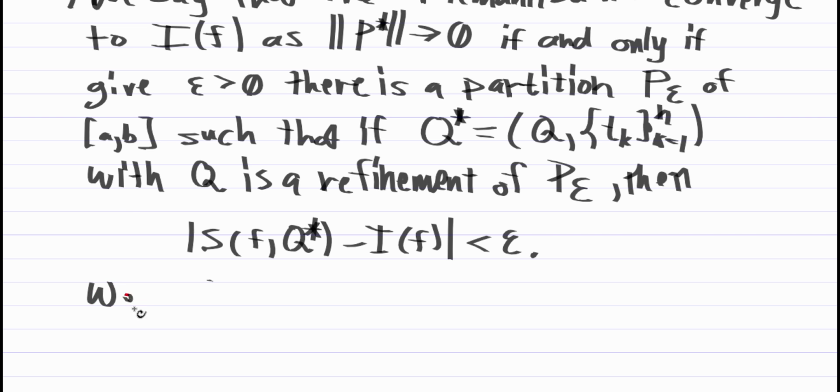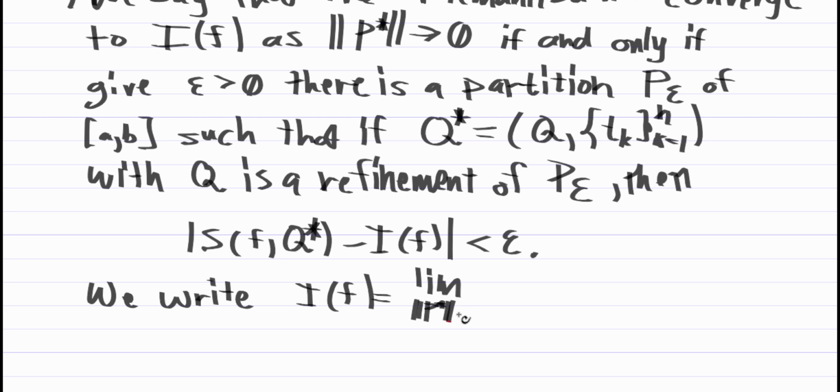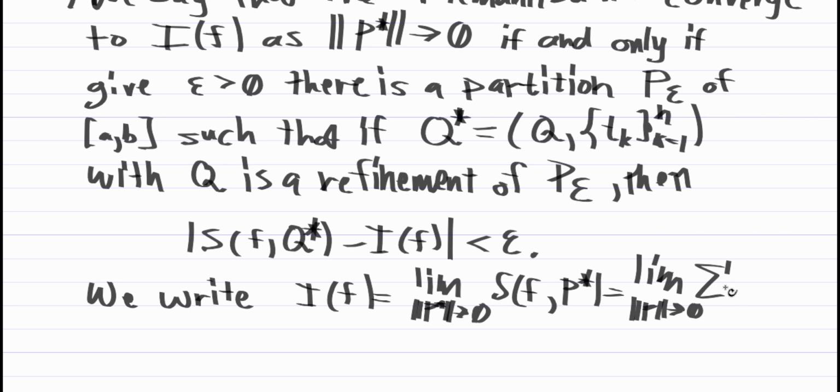And we write I of f is equal to the limit as norm P star goes to 0 of S(f, P star), which is equal to the limit as norm P approaches 0 of the sum f(t_k) delta x_k. So we notice that the markings ultimately don't matter. They kind of universally have to align so that you eventually obtain quantities close to the integral.